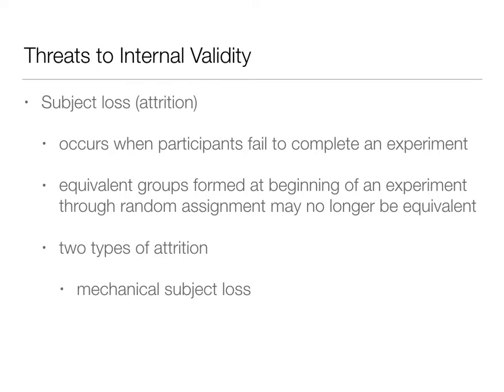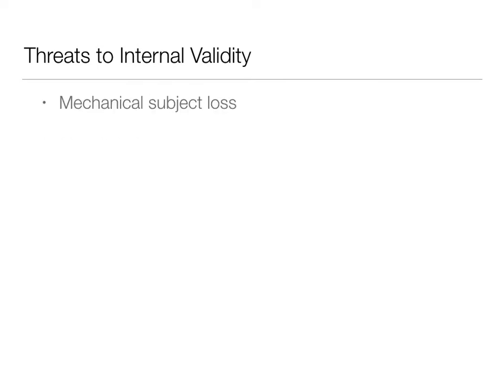Now, there's two types of attrition. There's mechanical subject loss, and there's selective subject loss. Mechanical subject loss is okay, because it's going to be pretty balanced. And selective subject loss is where we have a problem, because this is where it's going to mess with the equivalency of our pretest and our post-test groups. And we're going to talk about that in a little bit more detail.